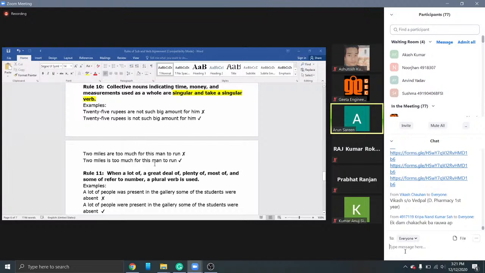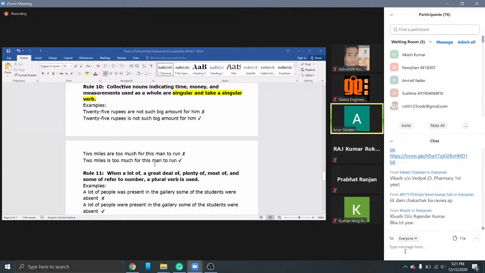billiards, politics, innings, measles, innings, wages. So your examples are: mathematics is a difficult subject. Just because it is ending with S, you will never say mathematics are a difficult subject. Similarly, physics is a difficult subject. Economics is an easy subject. Billiards is a nice game. Okay? This I wanted to share with you. Another rule before I forget.